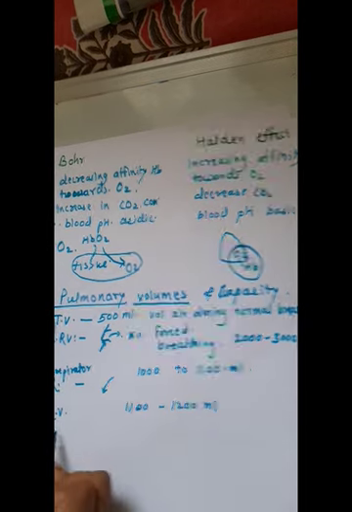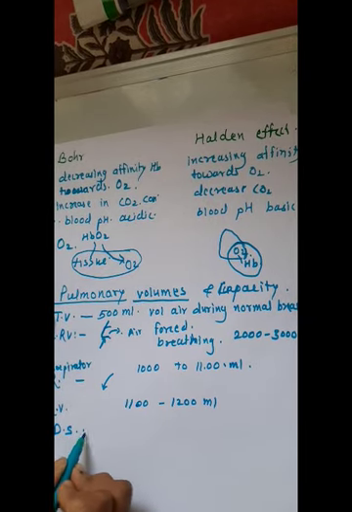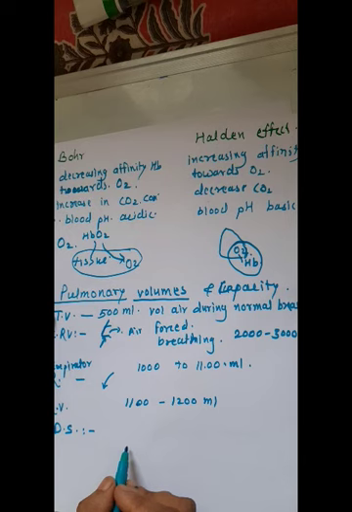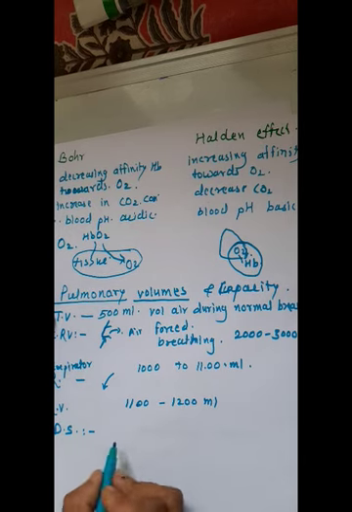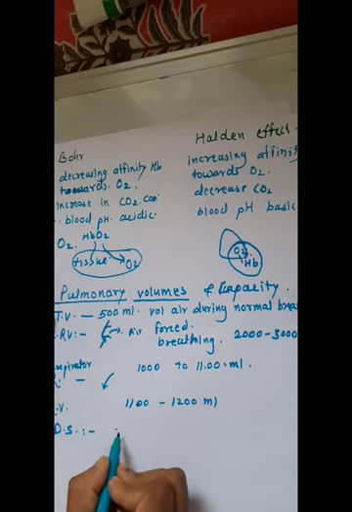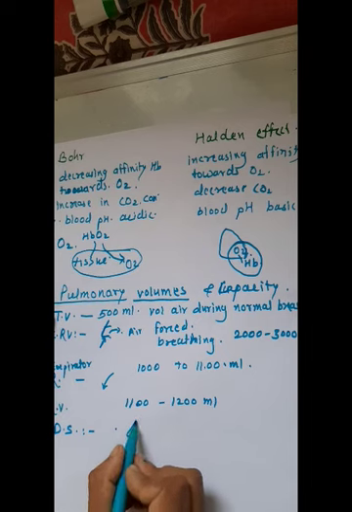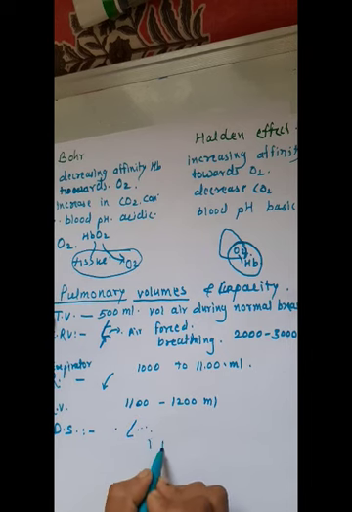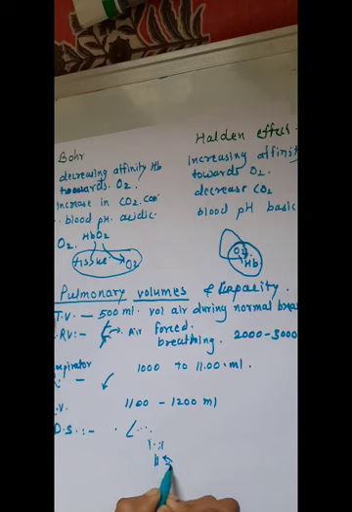Then dead space. Dead space means the volume of air present in the respiratory tract, that is in the nose, nasal cavity, in the pharynx, in the trachea and the bronchi. Nose to bronchi. And it is not involved in the exchange of gases. This is called the dead space.